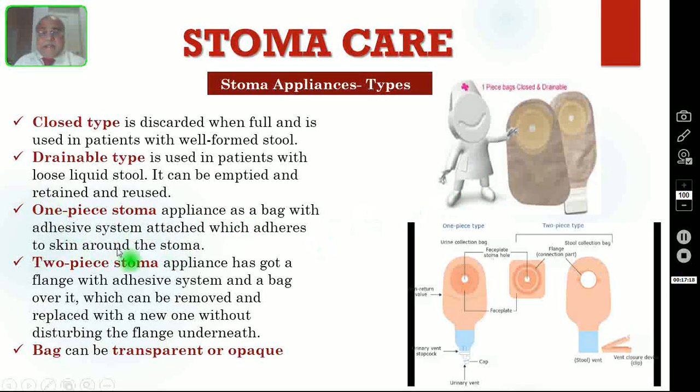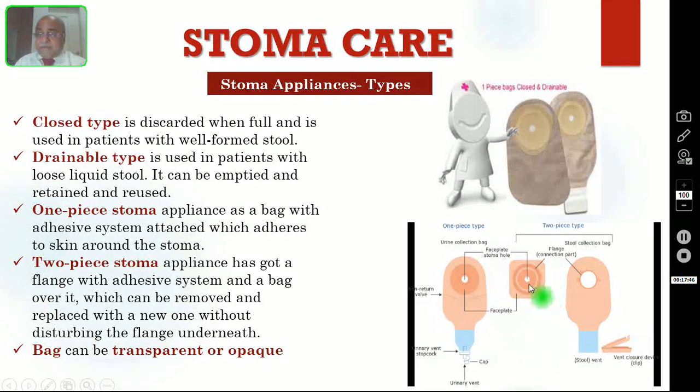And another thing is, these appliances can be a one-piece system, where the appliance is a bag with adhesive system attached, which adheres to the skin around the stoma. This is a bag with the adhesive material also here. So you have to just stick this part around the stoma, and that's it. This is a single piece stoma appliance.